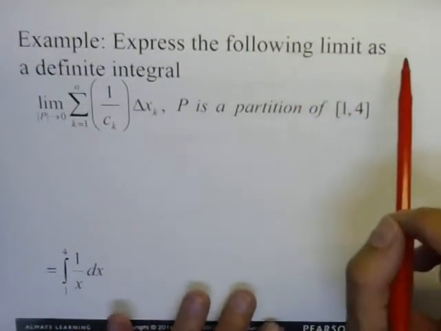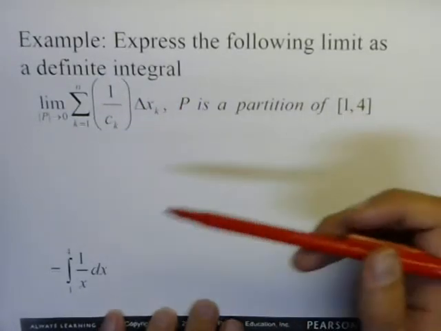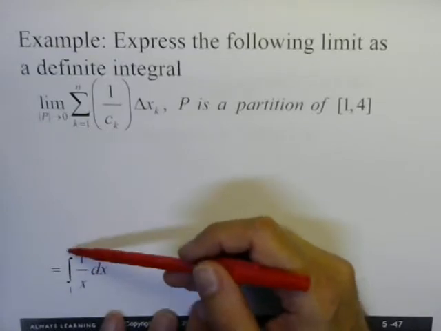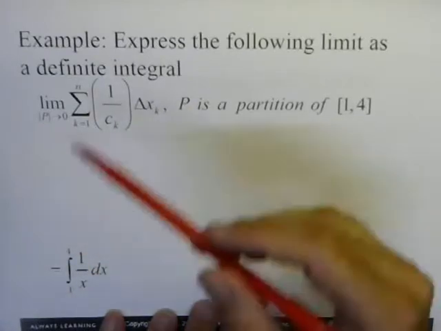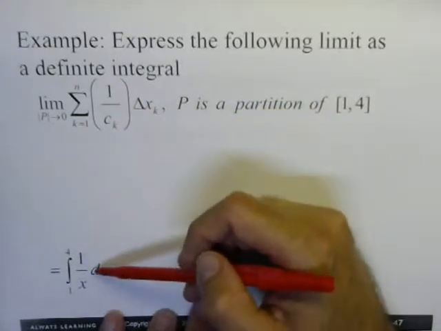Let's say we want to express the following limit as a definite integral, right? So we're partitioning this from 1 to 4, so the limits on the integral are going to go from 1 to 4. What's the function? Well, here's the function, so it'd be 1 over x.